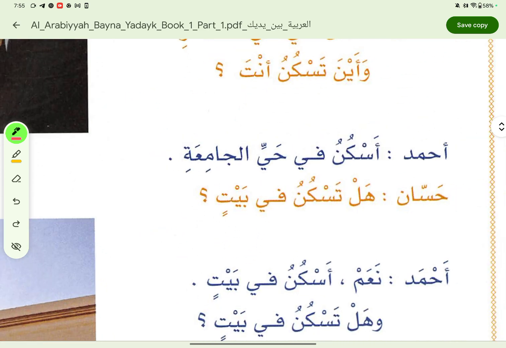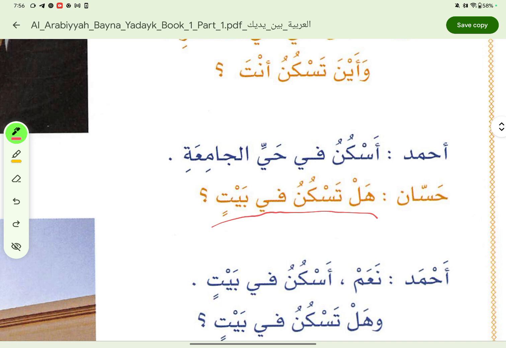And then he responds again, askunu fi hayil jami'ah. Askunu fi Hayy al-Jami'ah. He resides in the Hayy al-Jami'ah, in the district where the Jami'ah is. The Jami'ah is university. Fi Hayy al-Jami'ah. Hal taskunu fil bayt. Alright, so we know the word hal is a questioning word, essentially a question mark. And then we have taskunu. Hal taskunu, do you live? Fi, we have fi like in.